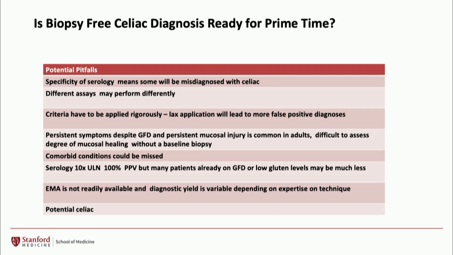Serology, 10 times upper limit of normal, 100% positive predictive value, but as we know, many of the patients that we take care of are already on a gluten-free diet, so these will not apply very well.